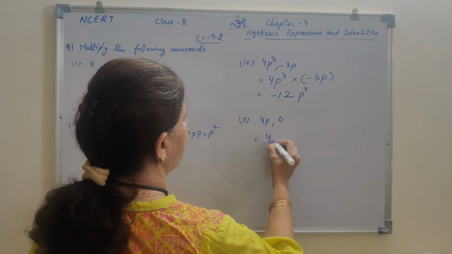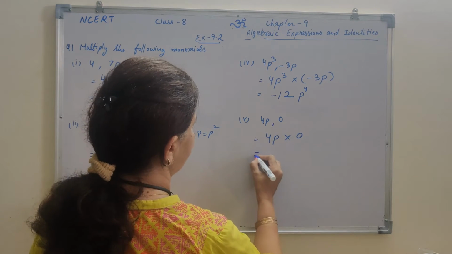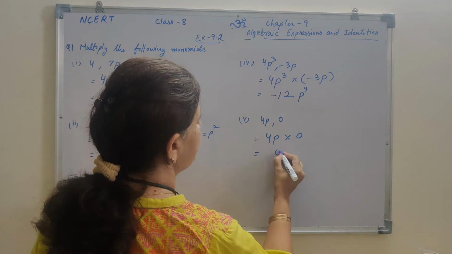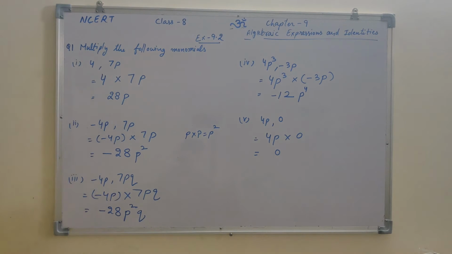Next is 4p multiply 0. Any number when we multiply by 0, the answer is 0. So this way our question number 1 is solved.